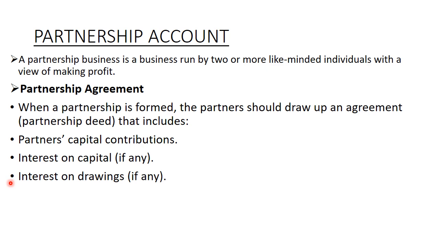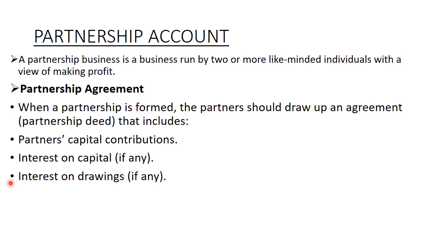Then there is also interest on drawings. Most of the time, as the business is ongoing, a partner may need to withdraw some money. Maybe the year has not ended, so there is no profit yet, but there is projected profit. The business is expected to make a certain amount of profit. So partners are allowed to withdraw some money for emergencies or any other need.